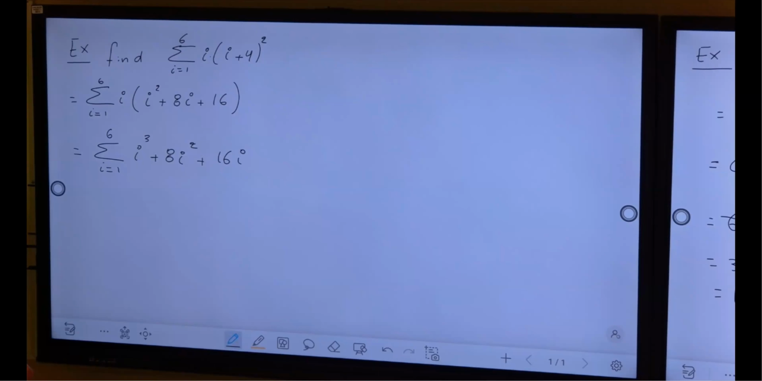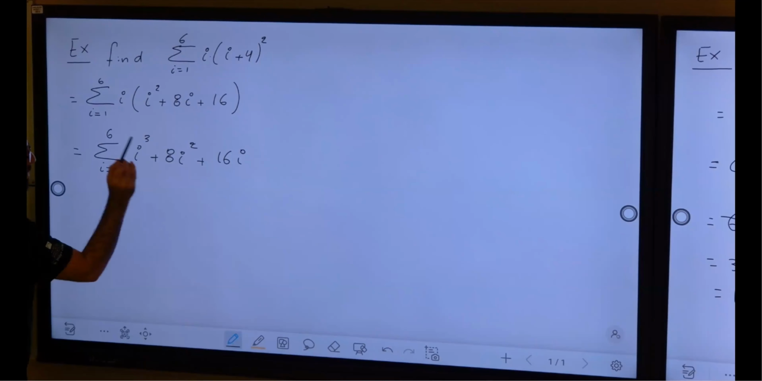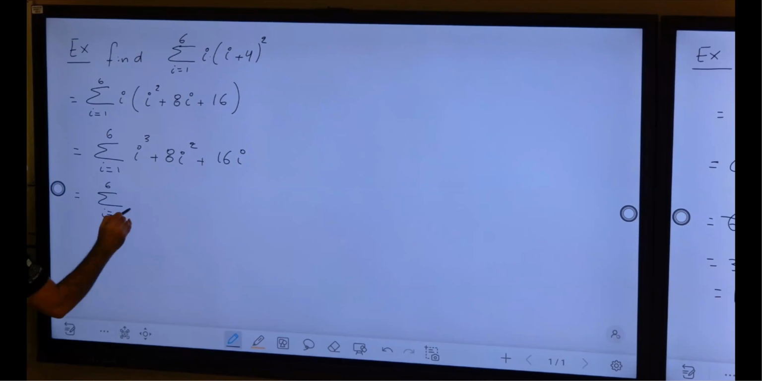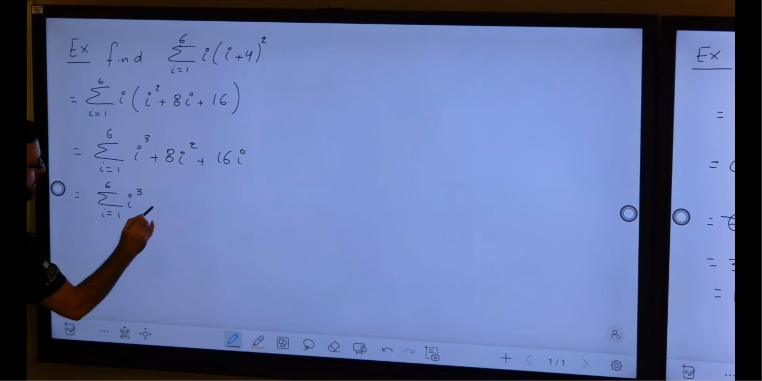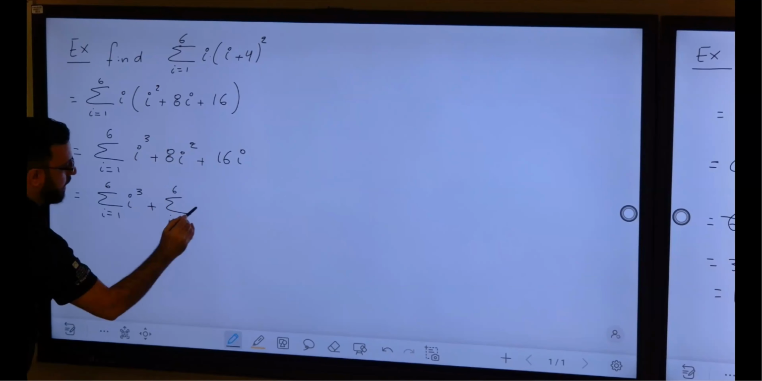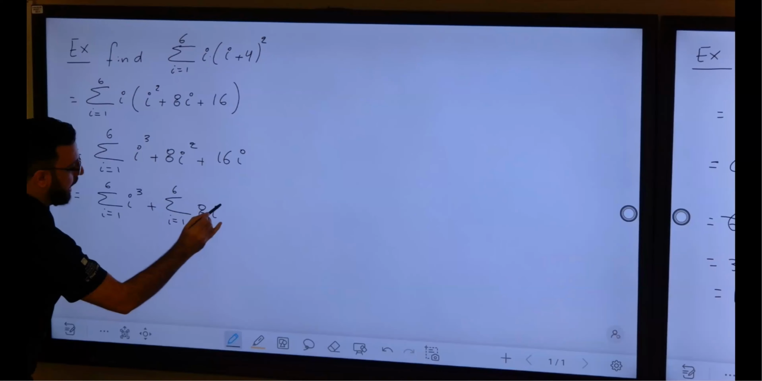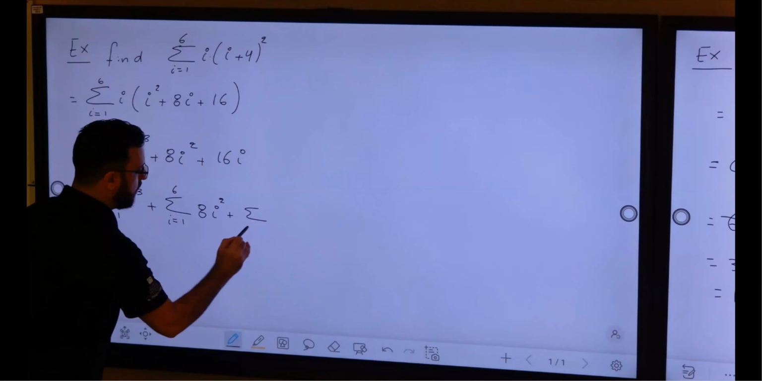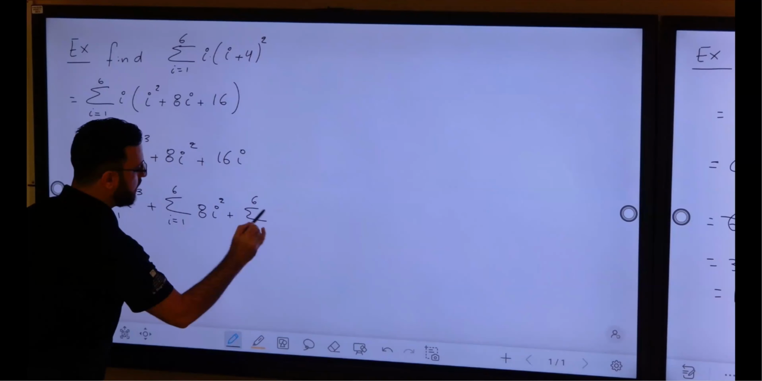Separate them. Because we have addition between two terms, so I can say it's summation of the first one, summation of the second one, and summation of the third one. So it's going to be summation from i equals 1 to 6 of i cubed, plus summation from i equals 1 to 6 of 8i squared, plus summation from i equals 1 to 6 of 16i.